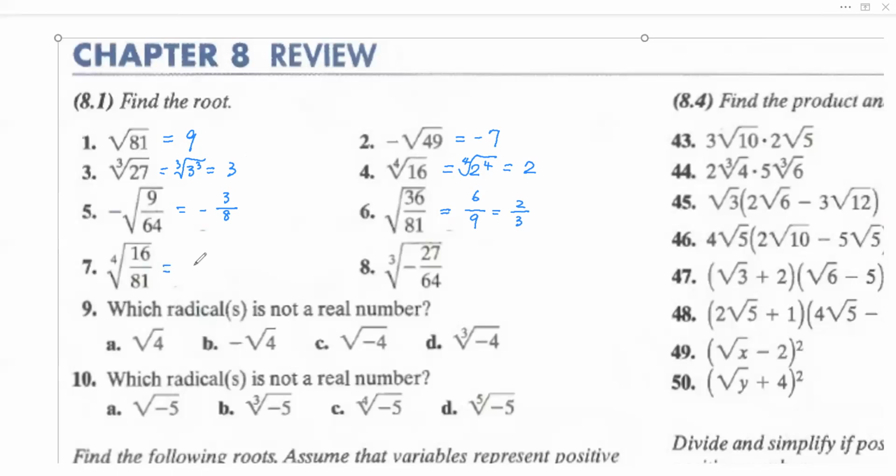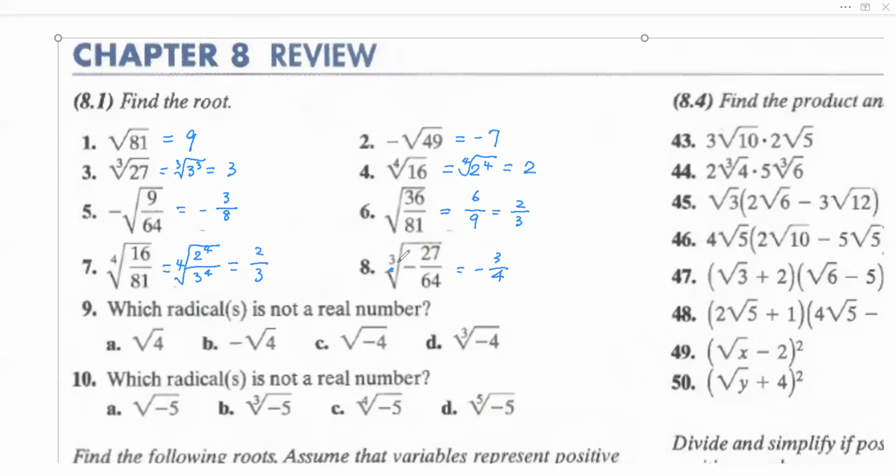Number 7, here is, right? The fourth power root. So you can get 2/3. And here is -3/4, right? Here is cubic root.